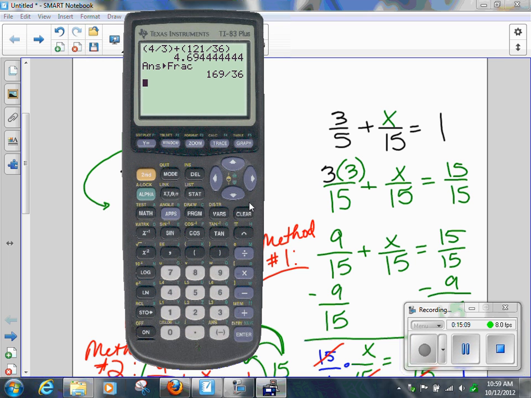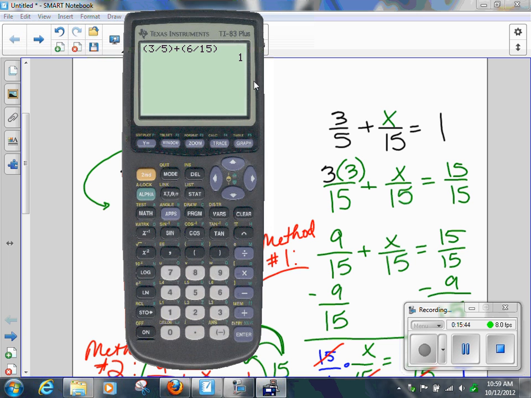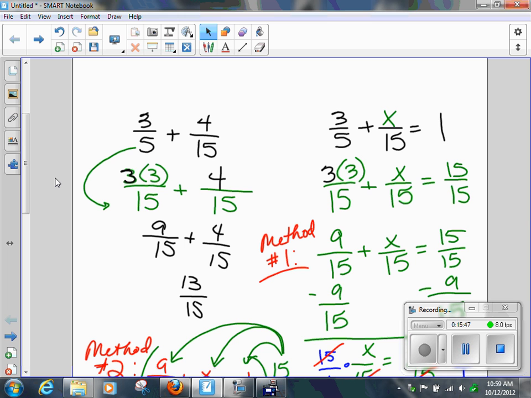Watch this. Parentheses, 3 divided by 5. There's 3/5 plus what? 6/15. 6 divided by 15. It better equal what? Check that out. Kind of cool, huh? Now, we started with something very, very simple, folks. And the reason I started with something simple was I want you to be ready when we go to more difficult equations. But that's all you have to do. Throw that value in, check it with your calculator, and you're good to go.